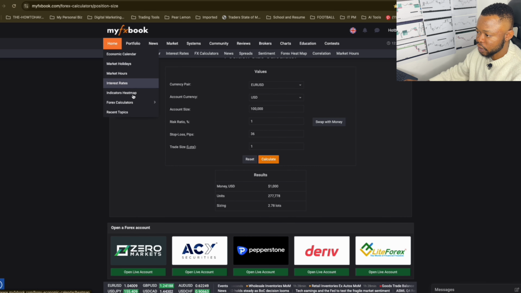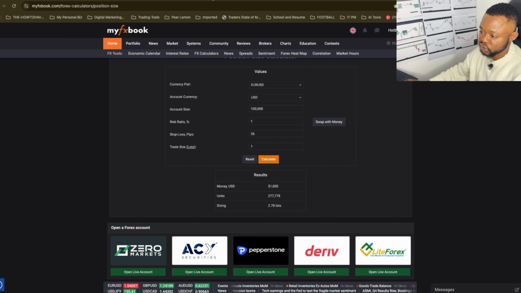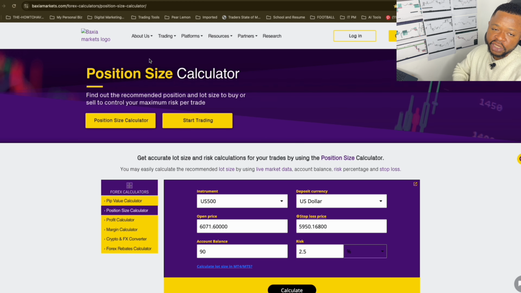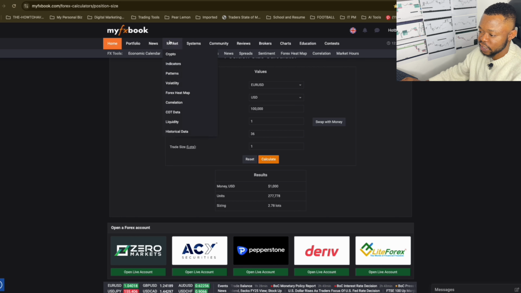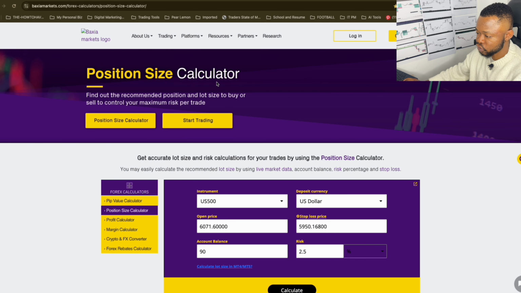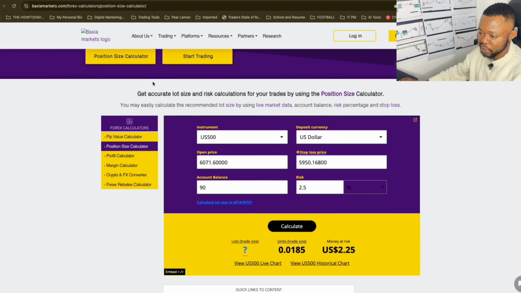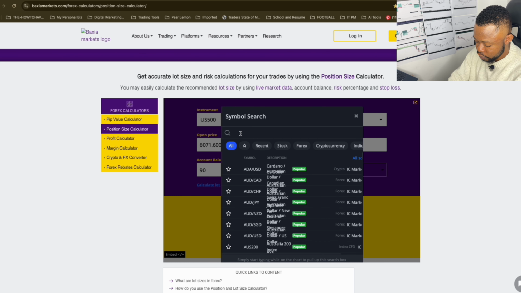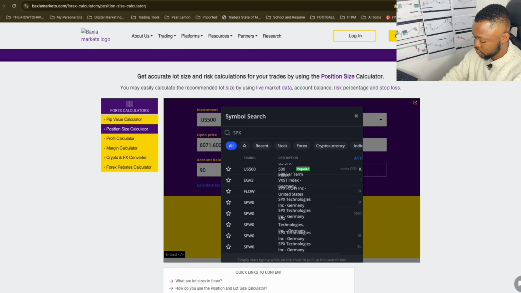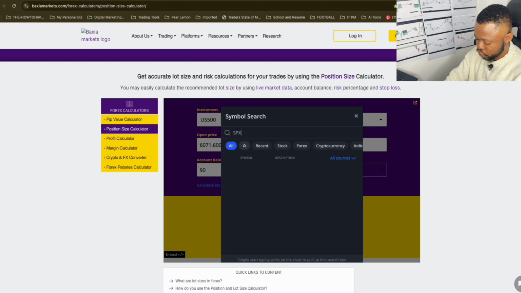So next we'll be talking about another position size calculator you can use for indices. So let's say you trade commodities and indices. MyFXBook doesn't provide all of that. I think the most it does is for gold. So let's say you trade US 500, SPX, and maybe NAS 100. You can use this Babypips market. This is a position size calculator. You have your instrument here. Let's say SPX 500, or US 500.